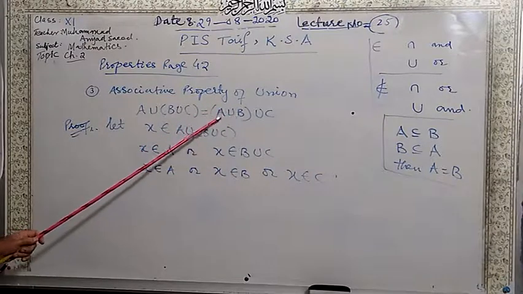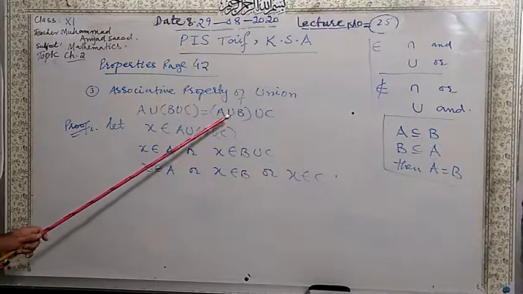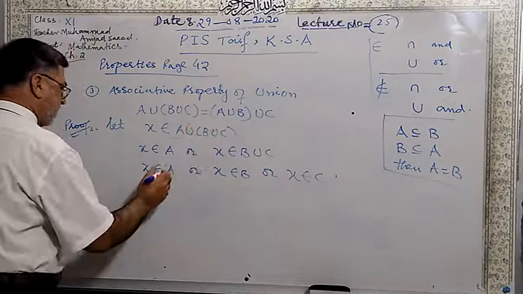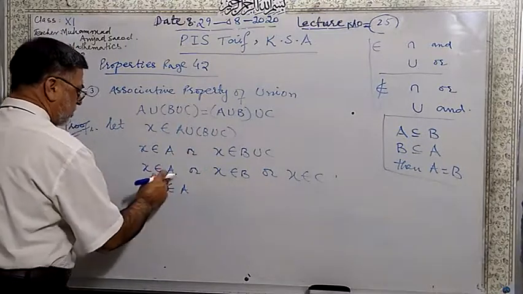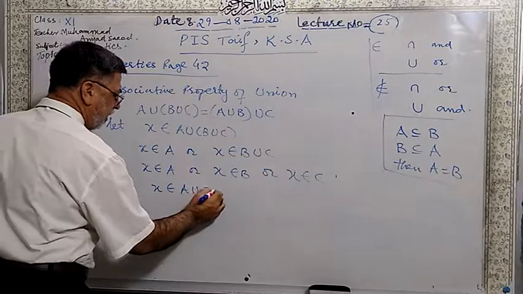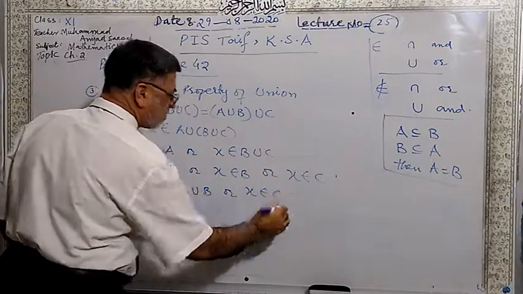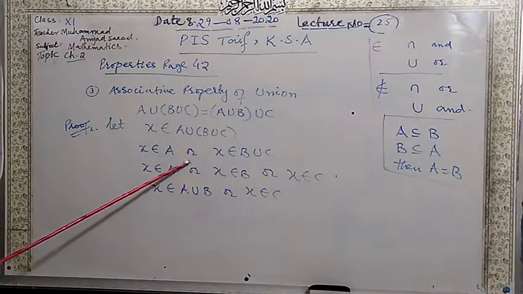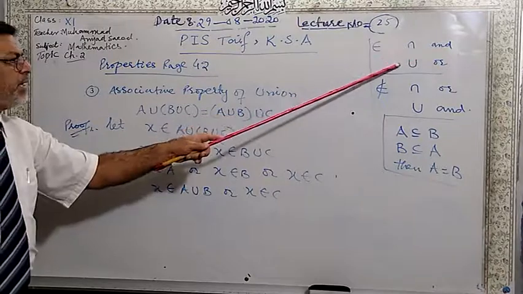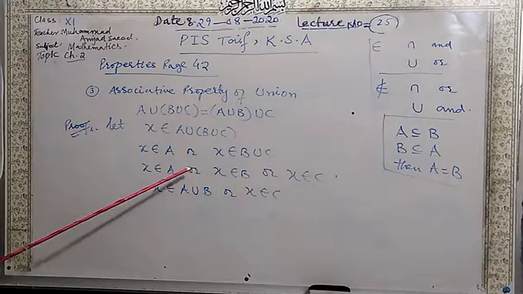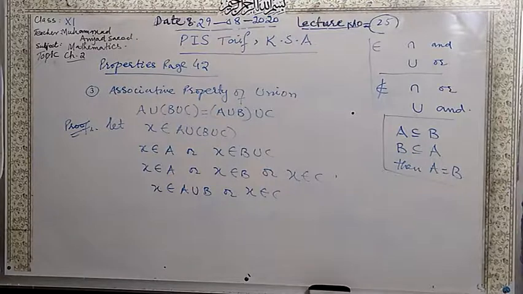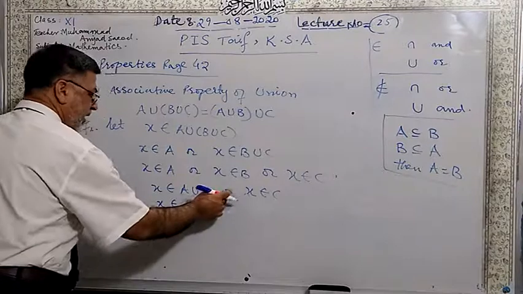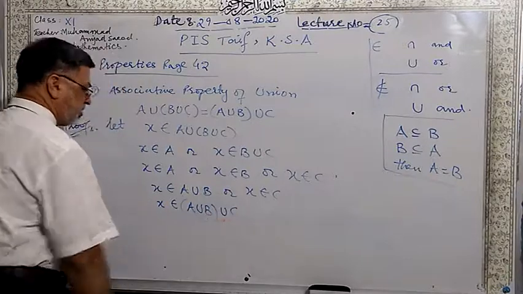After writing this, you can check your right hand side. B and C are combined here, so you will combine B and C according to your right hand side. X belongs to A or X belongs to B union C. This is the reverse process. Instead of or, you are applying union here.